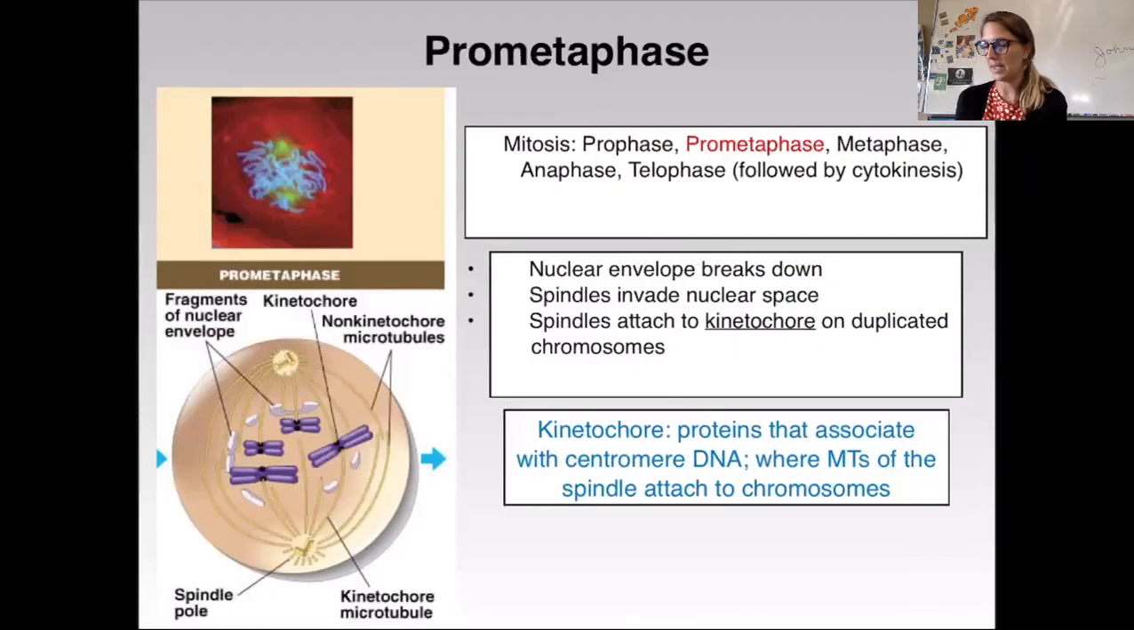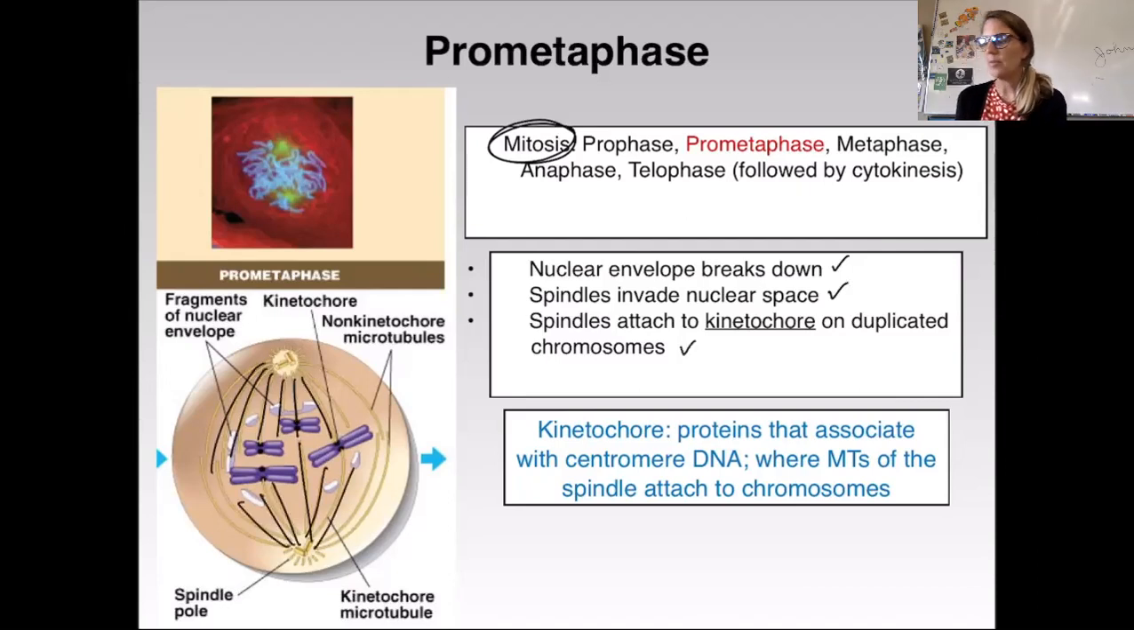The next phase of mitosis is pro-metaphase. I will never ask you to recognize prophase versus pro-metaphase on a microscope slide or in a picture. However, you should know that they're different and they have different things going on. First off, the nuclear envelope breaks down. That nuclear envelope literally gets broken apart. The spindles invade the nuclear space, so you see these microtubules reaching for one another from opposite sides of a cell.